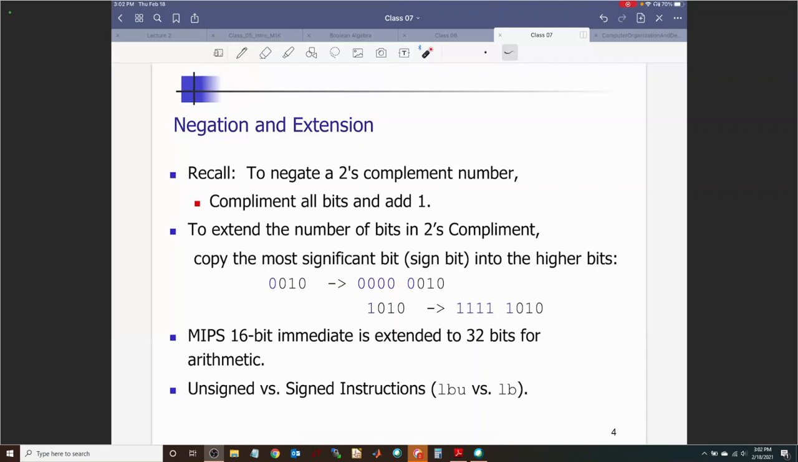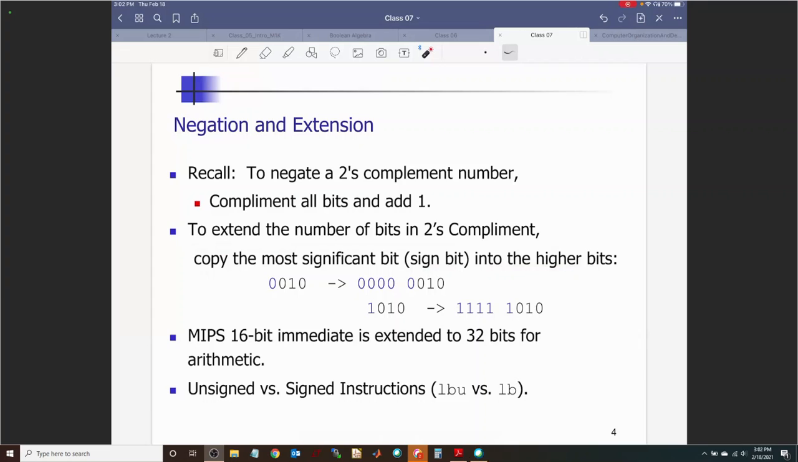One bit would be enough to avoid overflow when adding two numbers, but that's what we are going to look at. So to negate a 2's complement number, what do you do? You complement all the bits and you add 1. How about extension? To extend the number of bits in 2's complement, you essentially copy the most significant bit, which is your sign bit, into the higher bits.